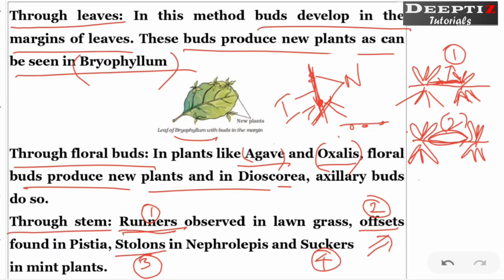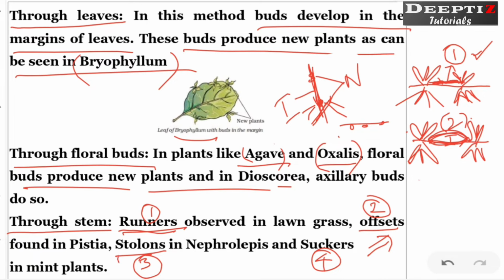Now what is the difference between these two? The first difference is offsets are swollen ones and runners are horizontal ones without being swollen. Here there will be one node, one internode, and then again a node, which means at every node a new plant will be forming, and that is not present in this case. This is very important. Runners are horizontal stems which have multiple nodes and internodes. Every node will not give rise to a new plant, right? Now what about these offsets? These are aquatic runners, right?